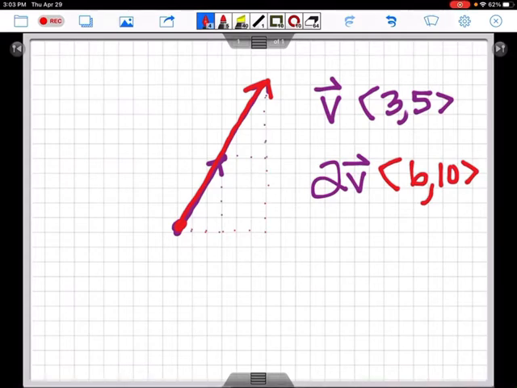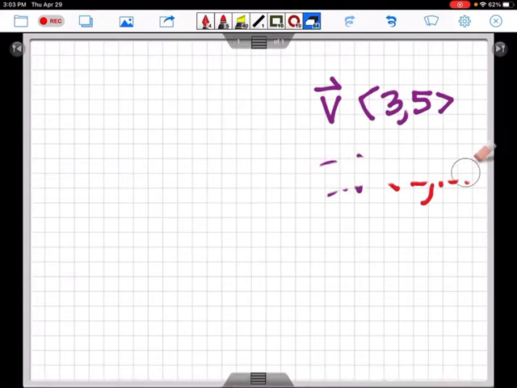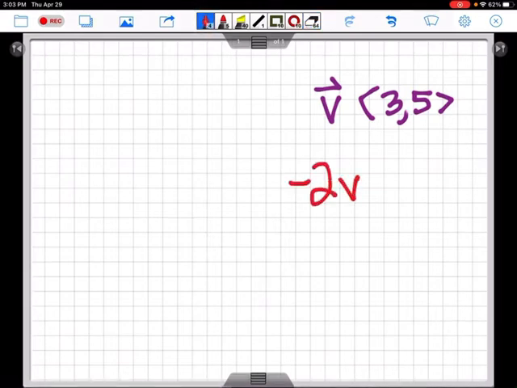So that's one scalar. The other scalar we got to look at is what if it is wanting us to do negative 2v. So you can think about it in our component form over here. It would mean that this is negative 6 and negative 10. But part of what you're going to have to be able to do is represent it on a graph too.